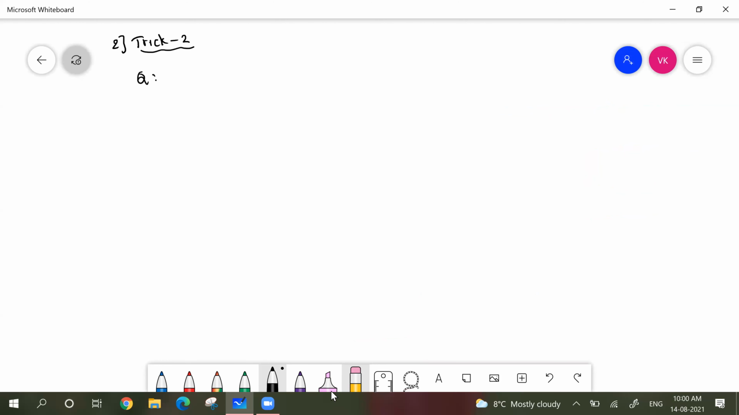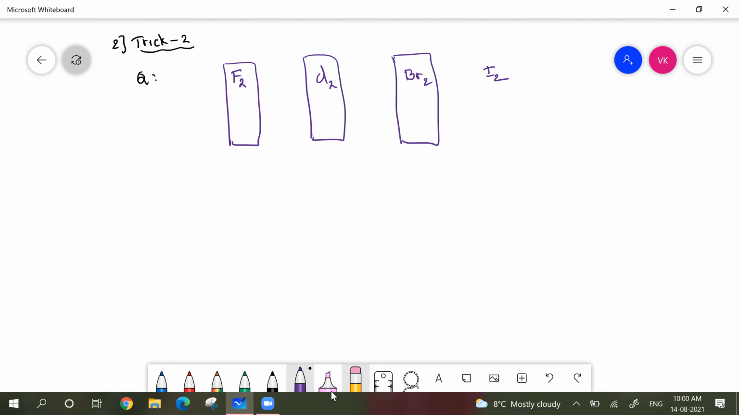They gave cylinders with different gases: fluorine in one cylinder, chlorine in another, bromine in another, and iodine in another. This cylinder has fluorine gas, this one has chlorine gas, this one has bromine gas, and this one has iodine gas. So how can you write the order of van der Waals forces here? Which has the most and which has the least?